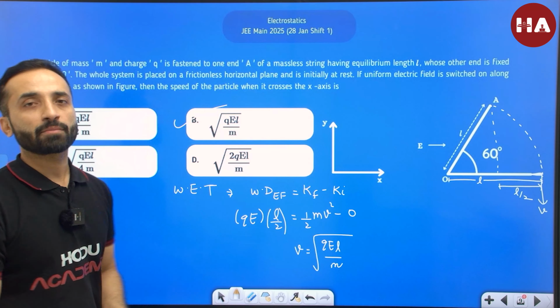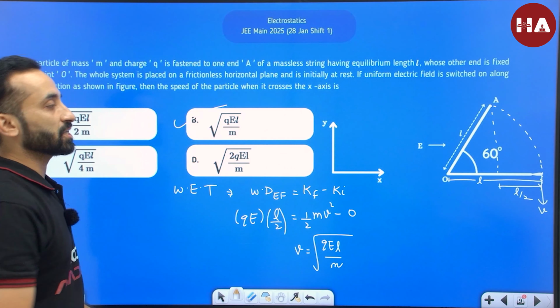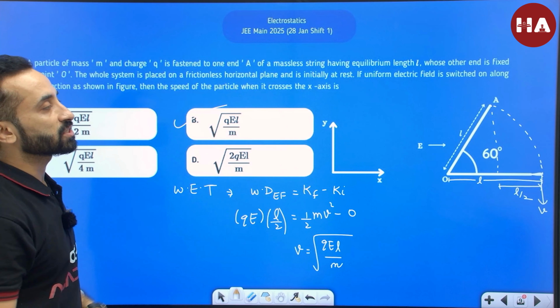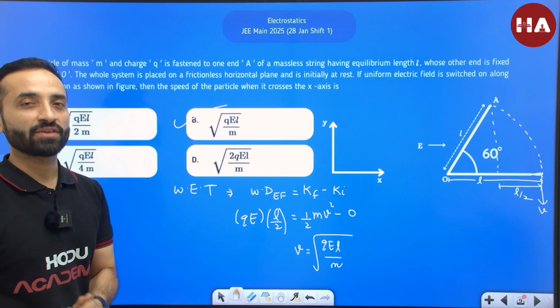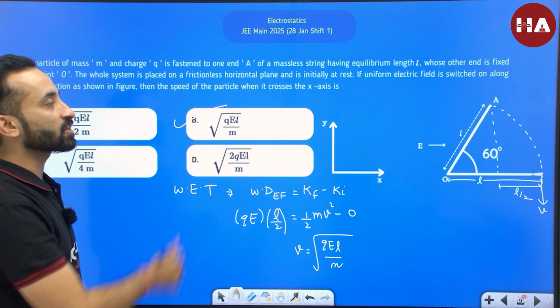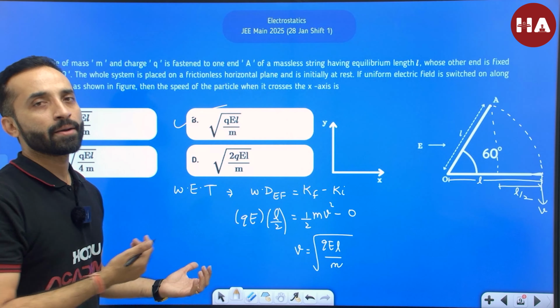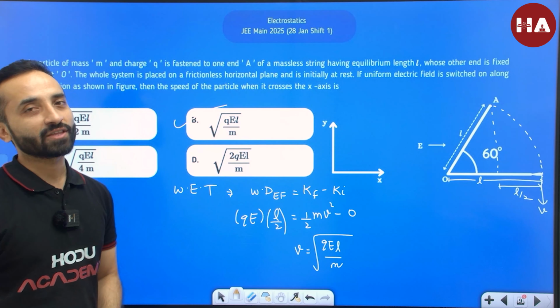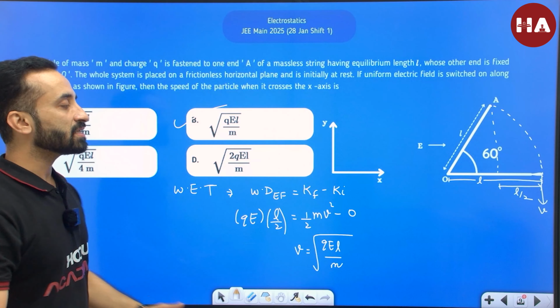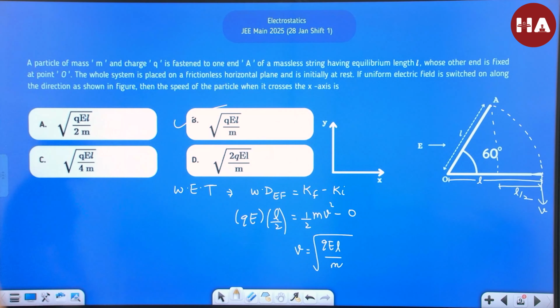So they were asking about the speed, even though it's in the y direction, but that's because it's bound to move along the circular arc. Tension will not do any work. Why will tension not do any work? Because tension at every instant is perpendicular to the instantaneous displacement. So it's only the work of the electric field, right? Easy. Copy this down, then we move forward.